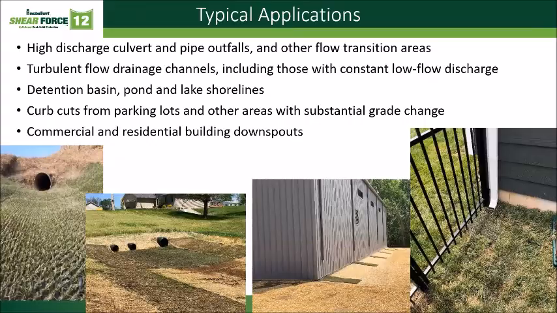Typical applications are culvert and pipe outfall areas, areas where there's a lot of turbulence in the flow or expected turbulence in the flow. One of the applications that we're seeing more of is for downspout protection on commercial buildings, as well as residential buildings, with some of the pictures you see there to the right.